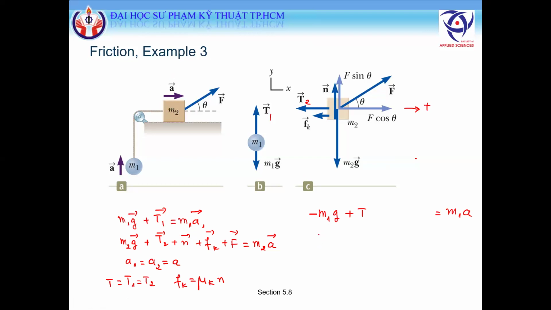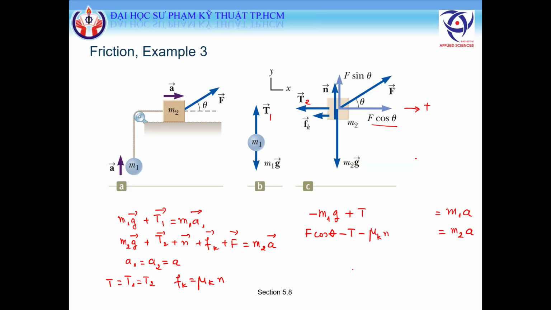So you can see that the F component will be F cosine theta, right? You have to calculate this, take this one only. You have Fk and T, so minus T minus Fk. Fk is mu k N, right? So equal to M2 A.